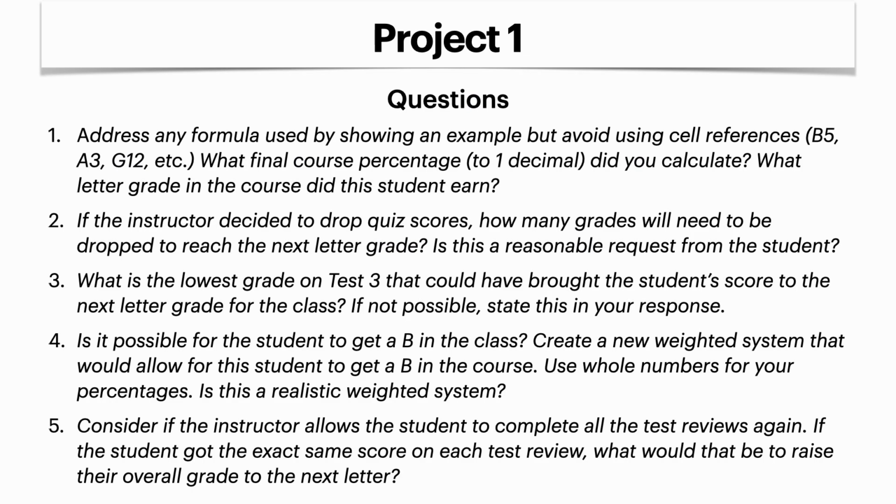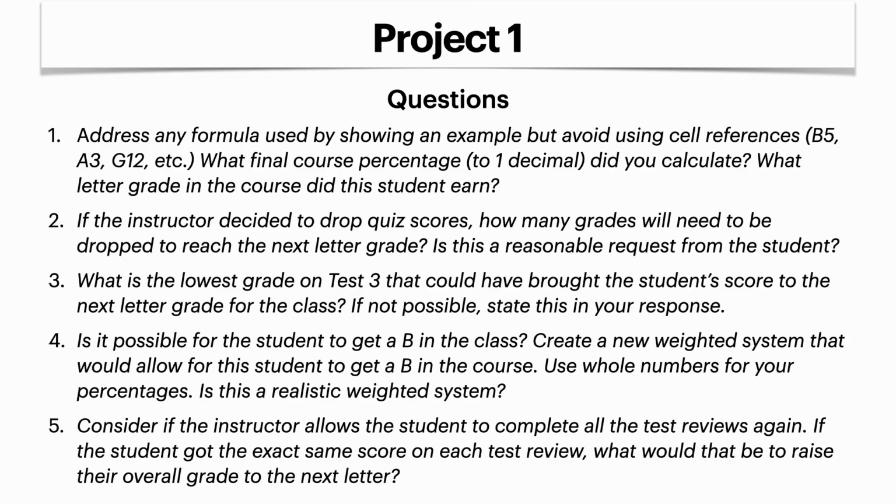So questions: address any formulas used in the example, but don't use cell references, okay? I don't want you to be like, I multiplied cell B5 times A3, and then I added it to G2 times G13. That isn't what I'm interested in. I'm interested in you writing that you took the average of the homework scores and you multiplied that by the weight of the homework, and then you added in the average of the quizzes times the weight of the quizzes, and so on. That's how you're going to explain it to me.